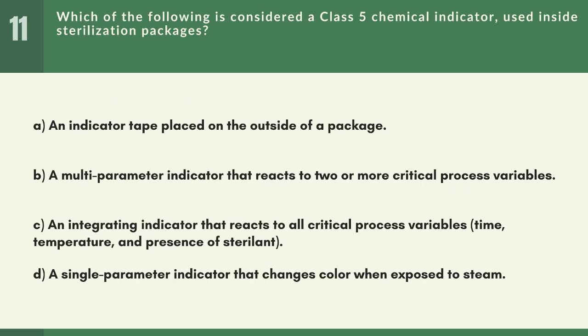Question 11. Which of the following is considered a Class 5 chemical indicator used inside sterilization packages? A. An indicator tape placed on the outside of a package. B. A multi-parameter indicator that reacts to two or more critical process variables. C. An integrating indicator that reacts to all critical process variables, time, temperature, and presence of sterilant. D. A single parameter indicator that changes color when exposed to steam.